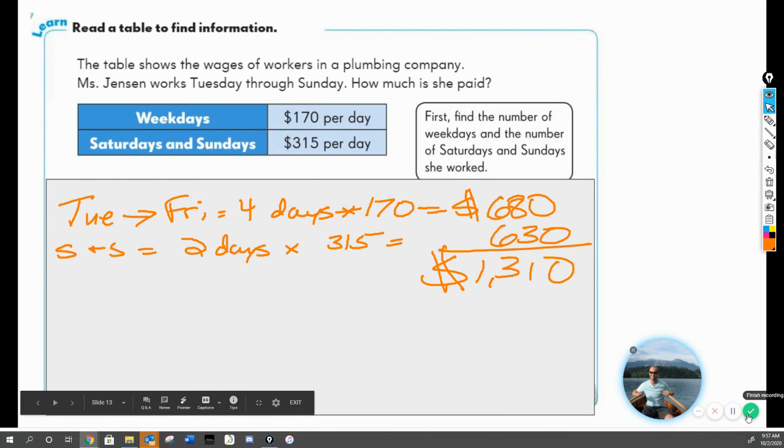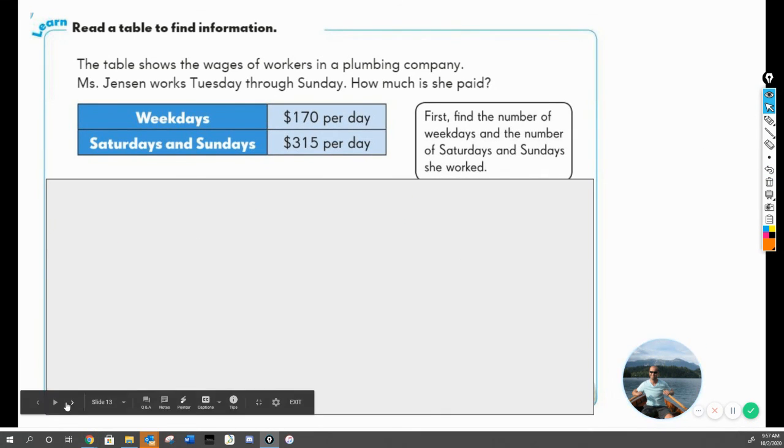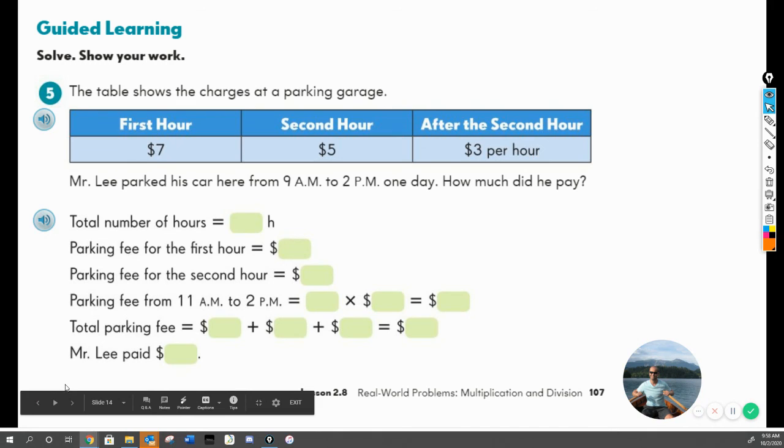All right, so they're totally intentionally messing with you here. You've got to read both the table and the instruction, because it says Ms. Jensen works Tuesday through Sunday. That means she does not work on Mondays. So if you've calculated 5 weekdays, they got you. They burned you. Tuesday through Friday is 4 weekdays times 170, $680 for the weekdays. 2 times 315 is $630 for the weekend, giving her $1,310 for the week. You're totally being sneaky there. How thoughtless and cruel.